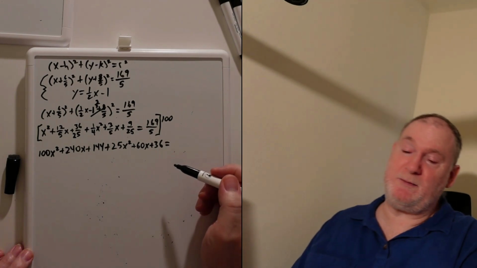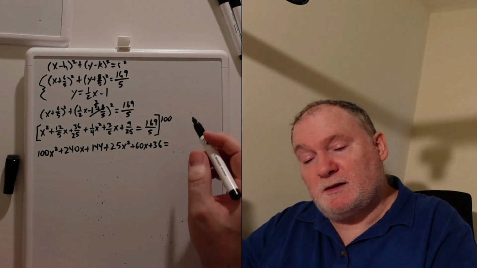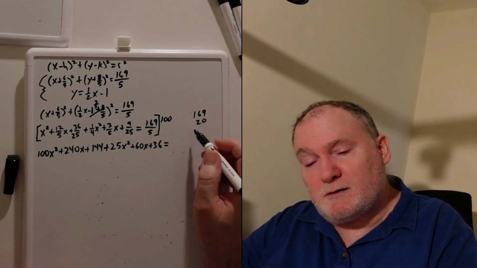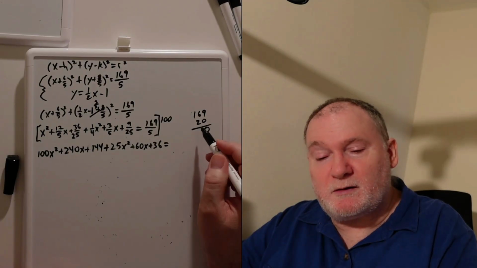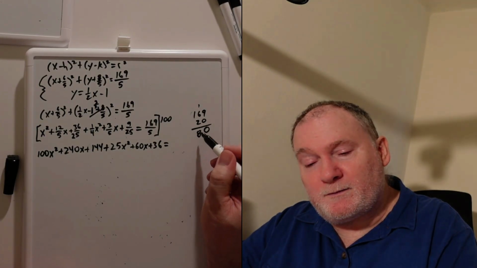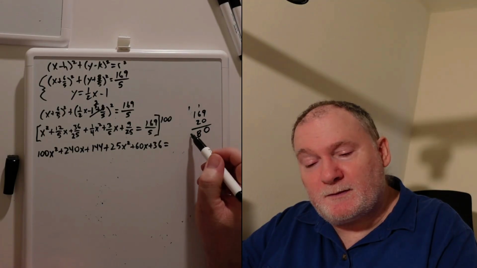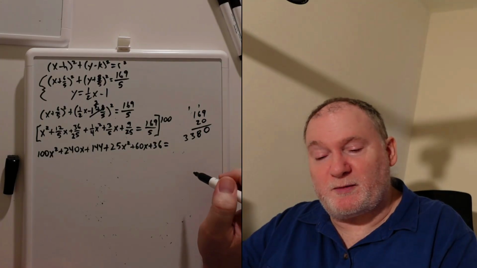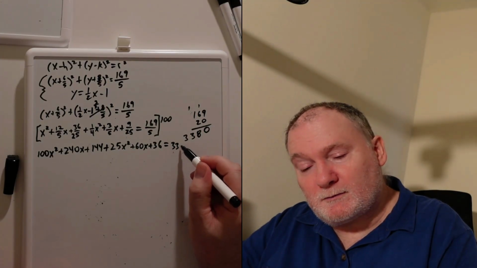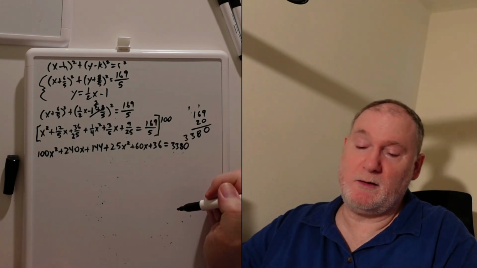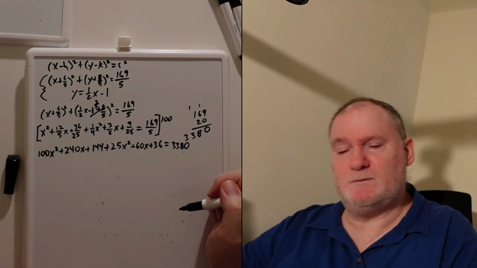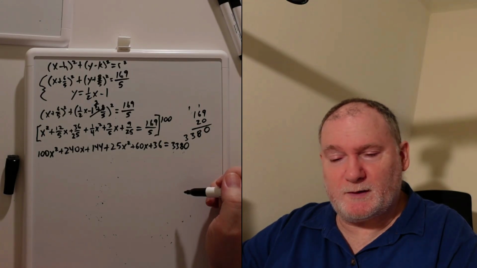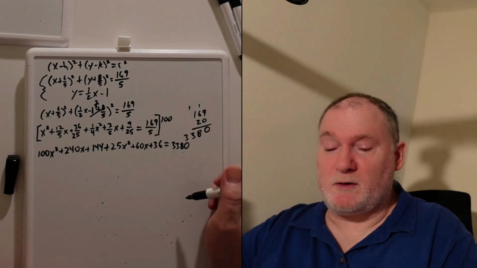20 times 169 is, I guess I need to do that one. So we put in a 0. 2 times 9 is 18. 2 times 6 is 12, 13. 2 times 1 is 2, plus 1 is 3. So it's equal to 3380. All right, we're going to roll with it.